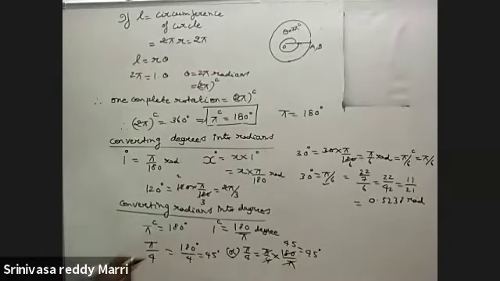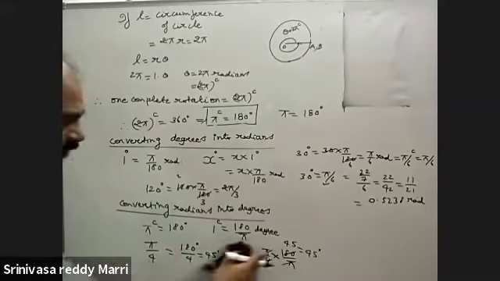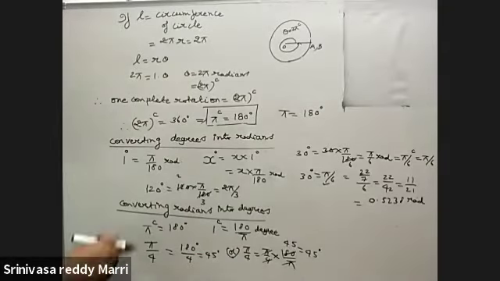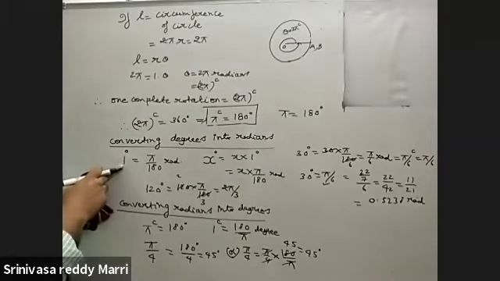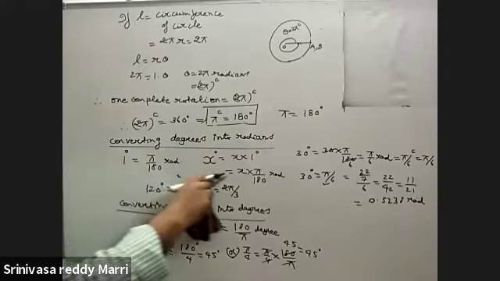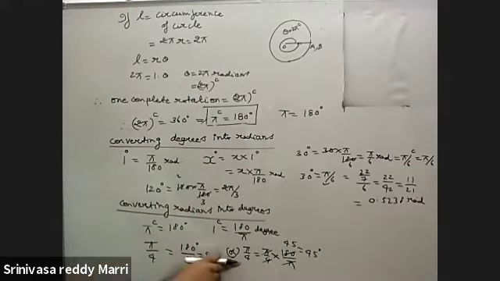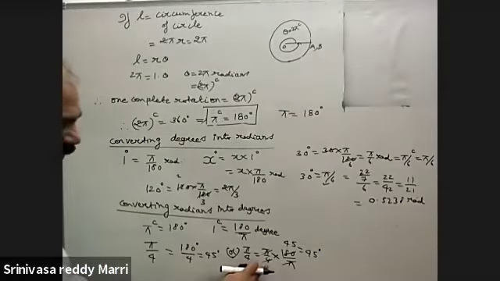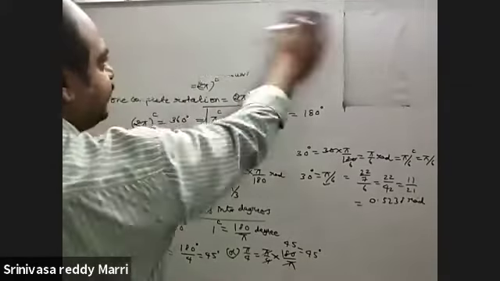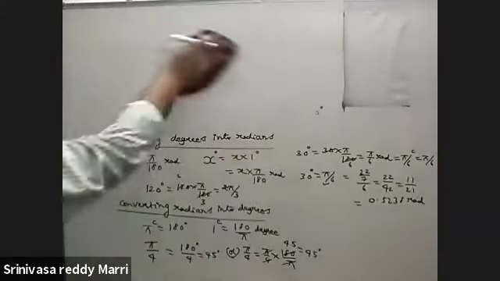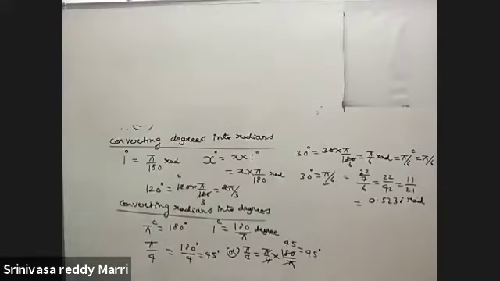Whenever pi is there, write 180 degree. That will be easy. Or otherwise, multiply the complete angle by 180 by pi. For converting degrees into radians, you multiply that angle with pi by 180. While converting radians into degrees, you multiply the radian angle by 180 by pi. That is the conversion of degrees into radians and radians into degrees.